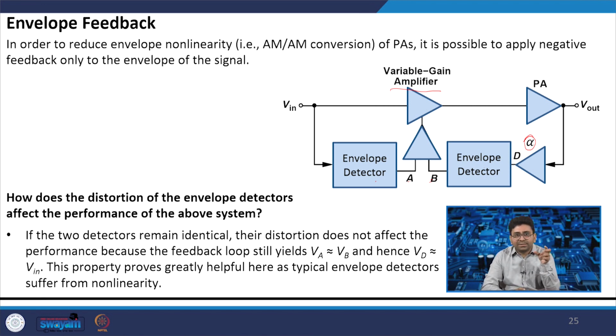If the two detectors remain identical, their distortion does not affect the performance, because the feedback loop will yield VA equal to VB, and hence VD equal to V in. This property proves greatly helpful here, as a typical envelope detector suffers from a nonlinearity. So, we need to ensure that the envelope detectors are identical. If they are identical, and we attenuate by alpha, then this V in should be equal to V t.